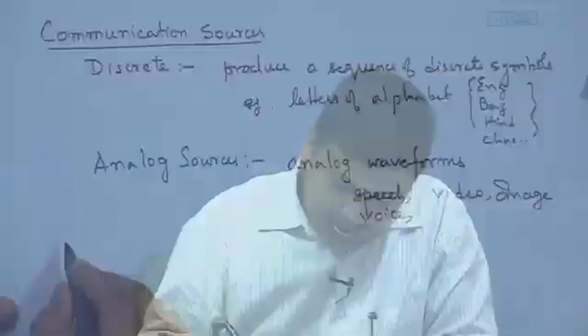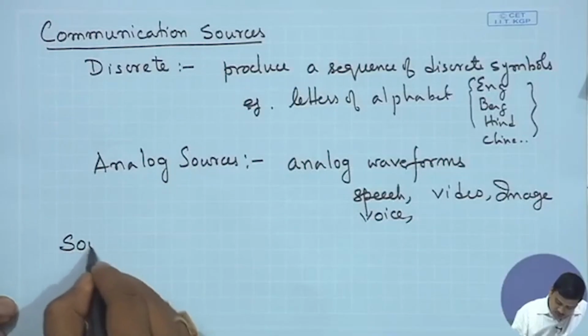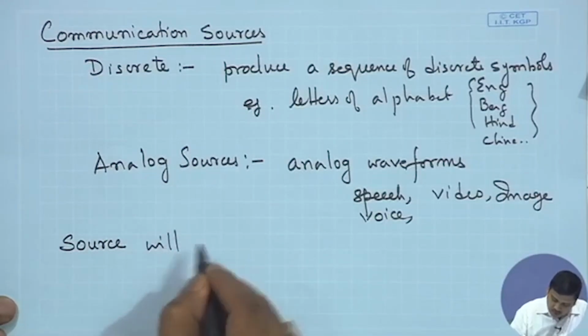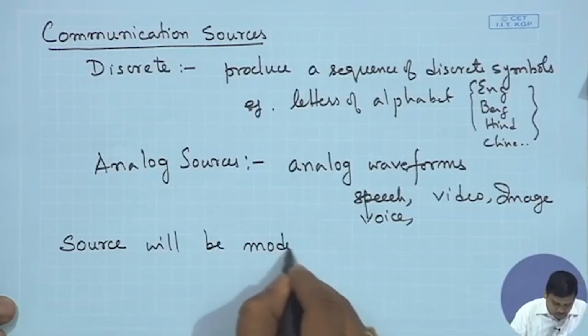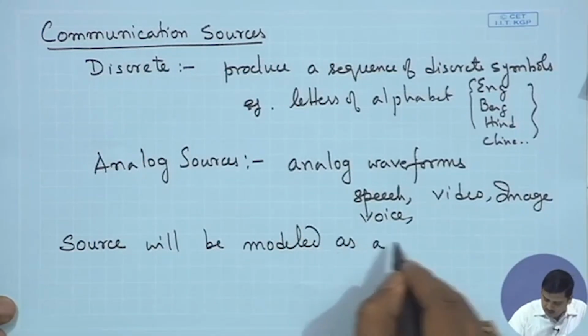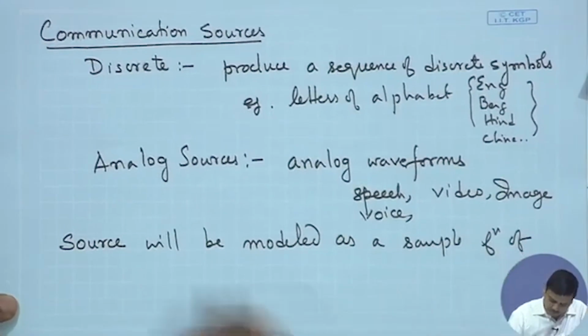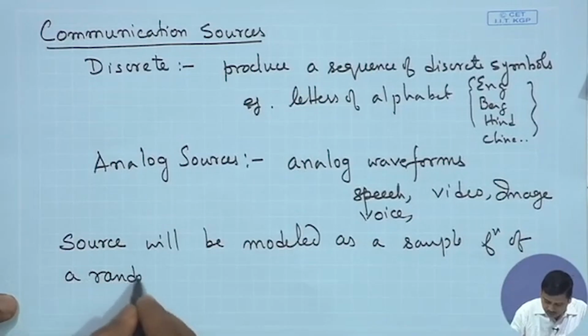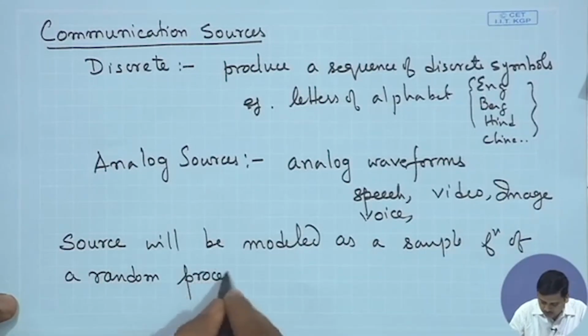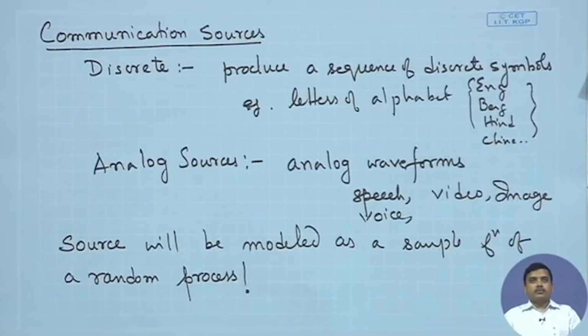Okay, and now if you look at this, what we have with us is the source will be modeled as a sample function of a random process. This is important to know, because if it is analog, well, what kind of waveform is going to come, we don't know. If it's an image, what kind of image, we don't know. So that's random, of course.